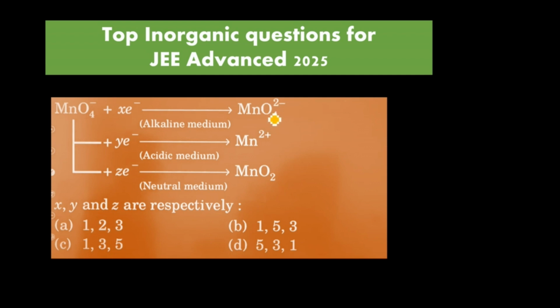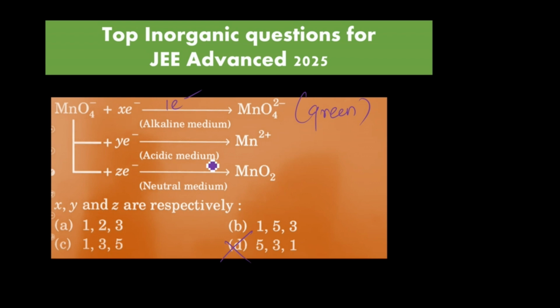So in alkaline medium it is forming MnO4 2 minus, right, which is a green solution. And how many electrons is it taking? That is 1 electron participating over there, right? So alkaline medium, X, that is 1 electron. So let's check out the options. D can be omitted.